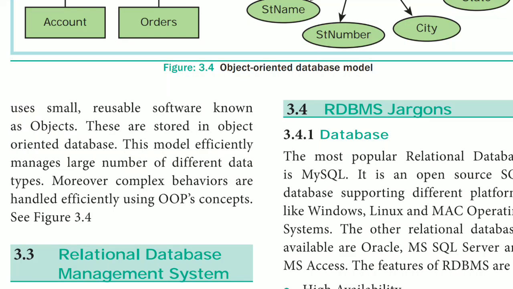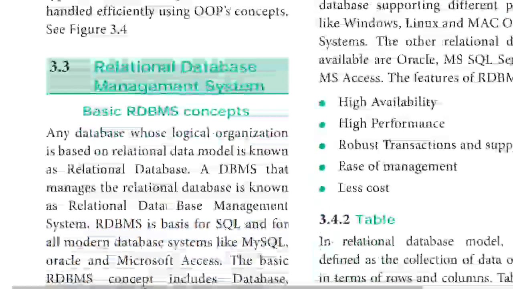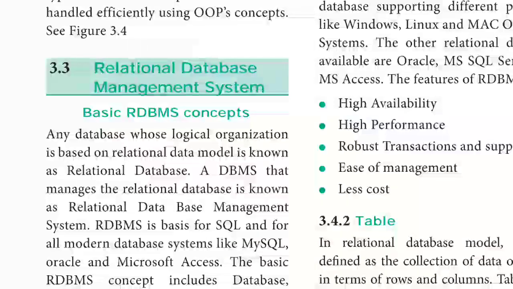These are stored in the object-oriented database. This model efficiently manages a large number of different data types. Moreover, complex behaviors are handled efficiently using OOPS concepts. OOPS means object-oriented programming concepts. So these are all the different types of database models. Next we are going to see the relational database management system.